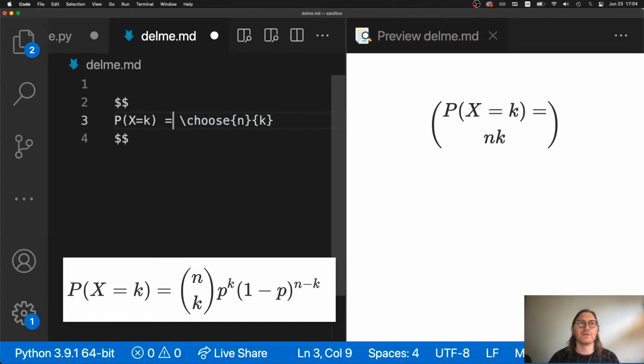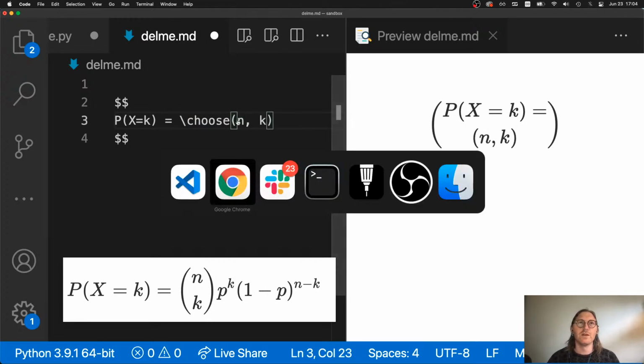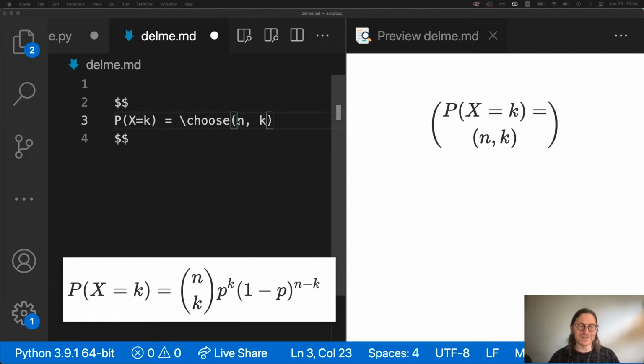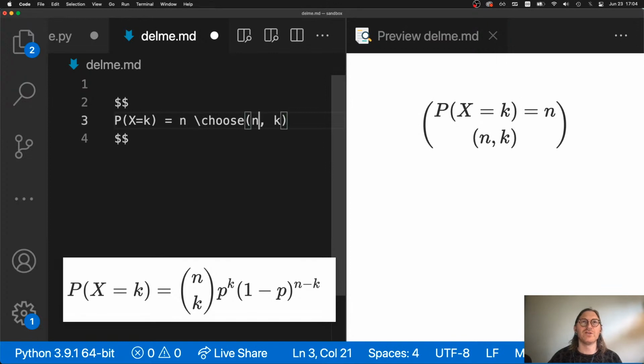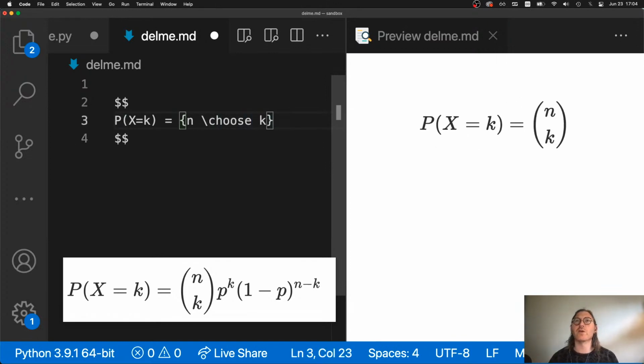No, it is not. Okay. Choose. I think I often have to look this one up. Okay. So in that case, you have to look things up. So what I would look for is just MathJax combination. Oh, I see. That's why. N choose. There it is. Okay.